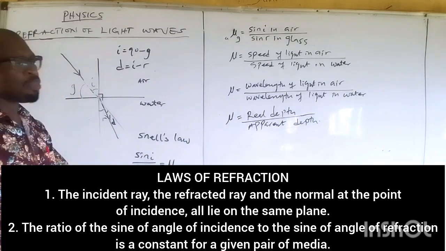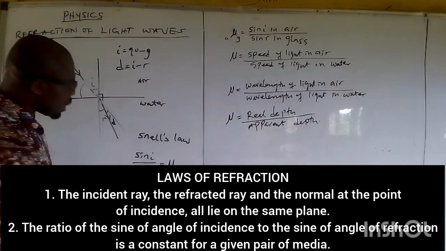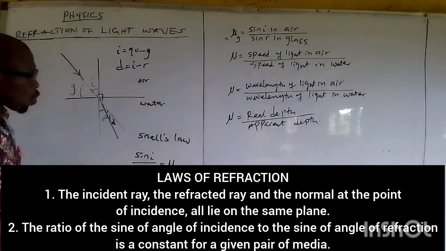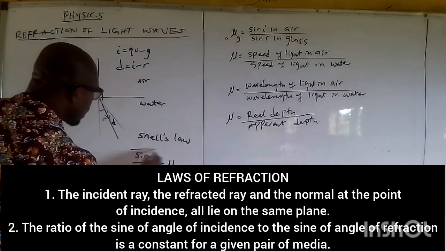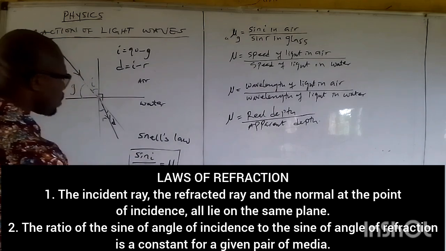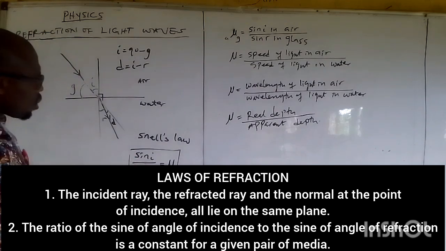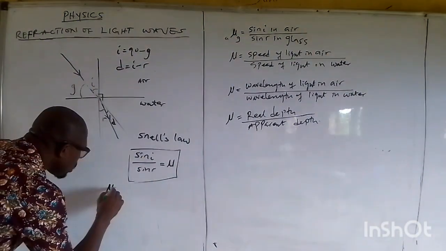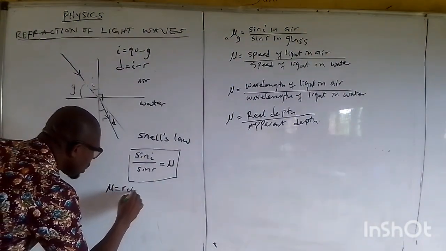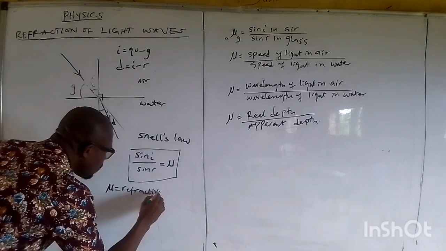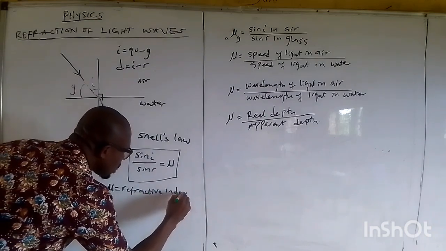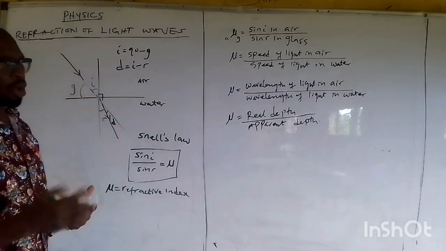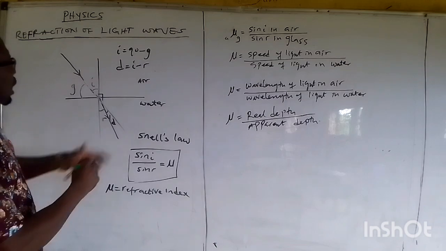And of course, that constant mu is known as the refractive index. So we have established that mu is equal to sine i over sine r for a given pair of media, where mu is the refractive index of the material, of the medium in question.